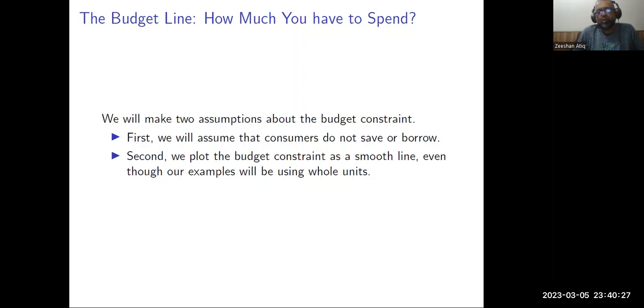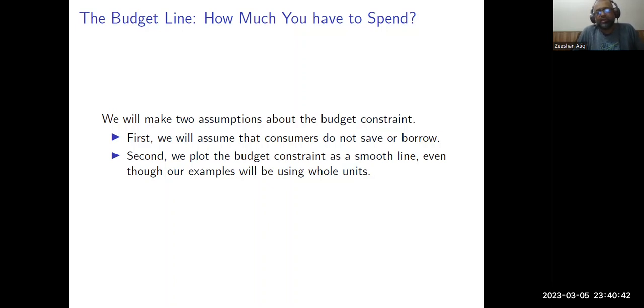When somebody spends less than what he earns, basically they save. When some people spend more than what they earn, they have to borrow. But here, we want a consumer to live within his constraints.